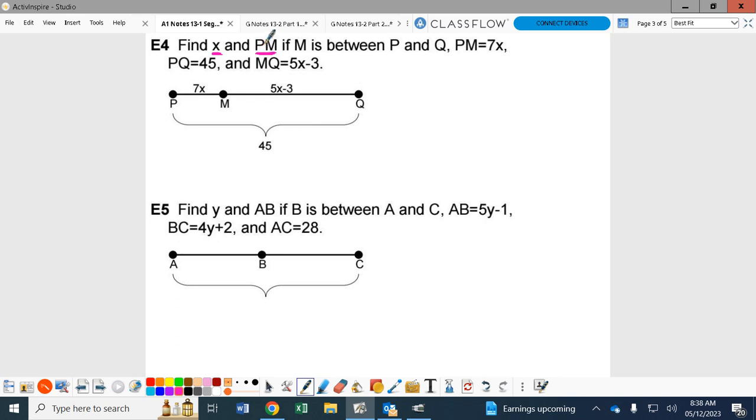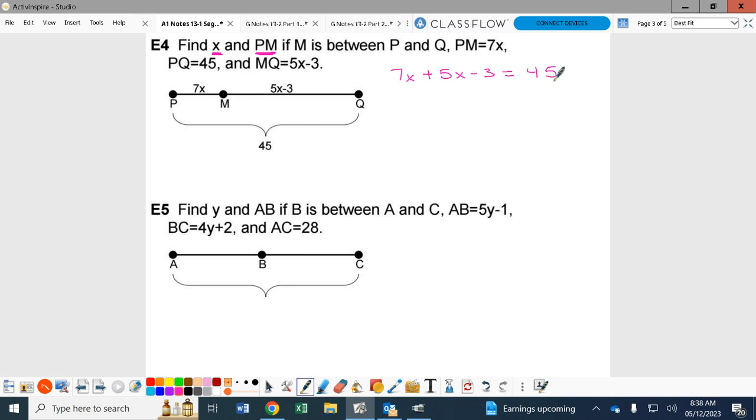If M is between P and Q and PM is 7x, which they've already got labeled. They don't have the second picture labeled. This one is already labeled. It says PQ is 45, and it says that MQ is 5x minus 3. So the whole idea is a part plus a part equals the whole. So 7x plus 5x minus 3 is going to equal the whole of 45.